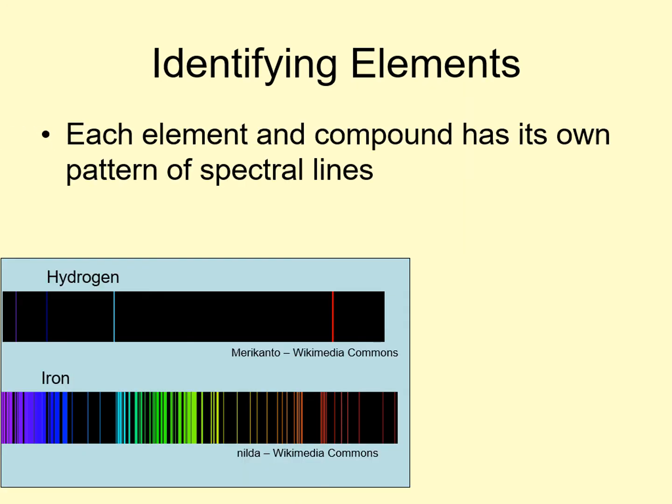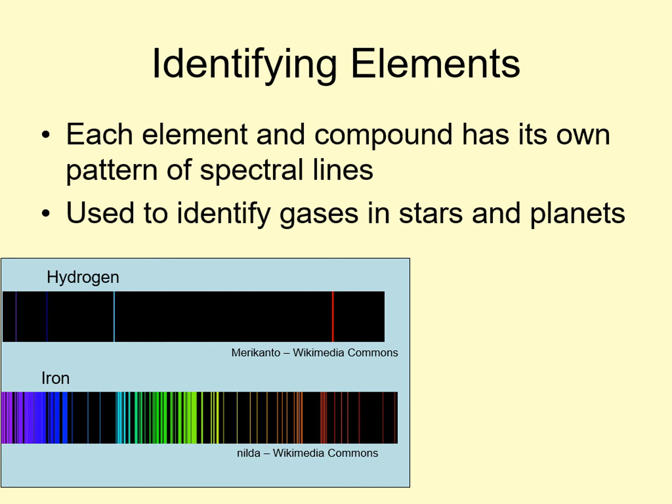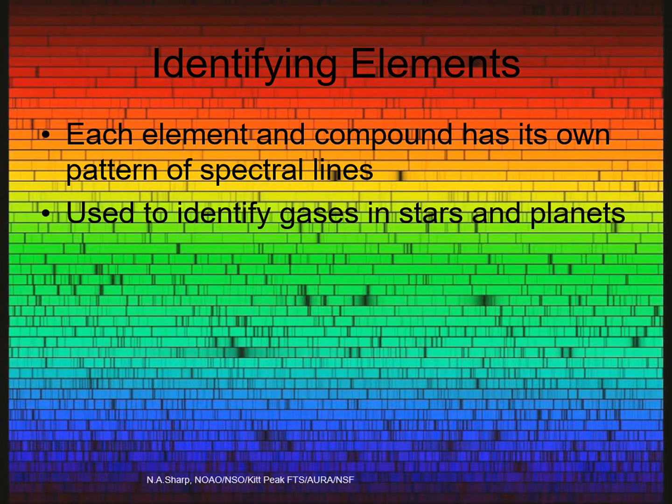Each chemical element and each compound has its own pattern of absorption and emission lines. This pattern is the same whether you're seeing it in emission or in absorption. These act as a sort of fingerprint, telling us which gases are present. So when we look at the spectrum of an object, one of the most important things we can learn is the object's composition. Have a look at this spectrum of the sun.